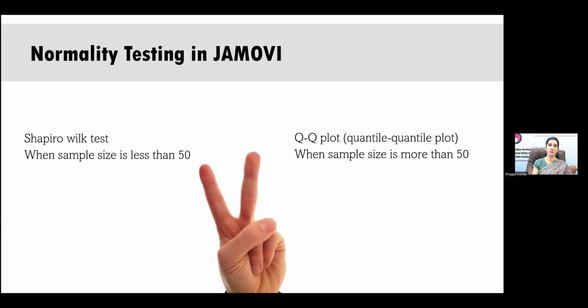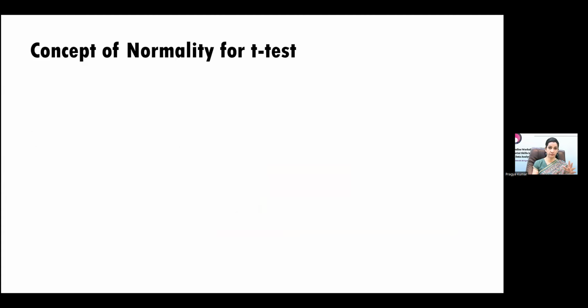So this normality testing, we have learned how to do it. If the sample size is less than 50, we go for the Shapiro-Wilk test. If it is more than 50, we go with the QQ plot or the histogram and density plot. Meaning we go by the subjective way of assessment.